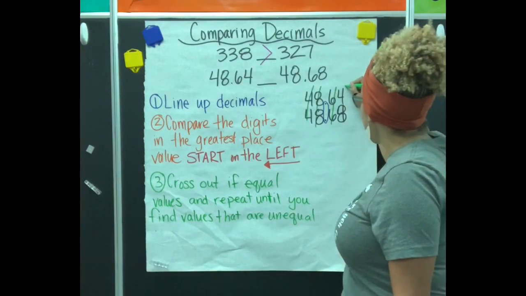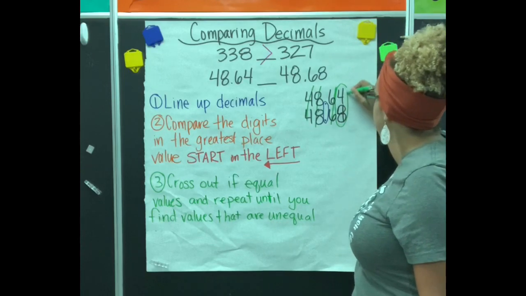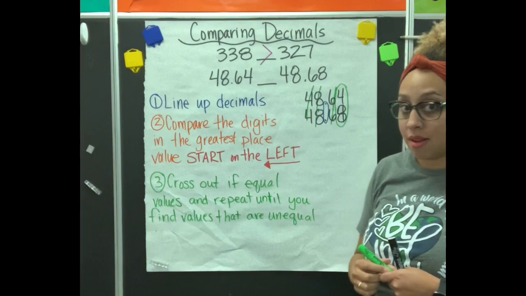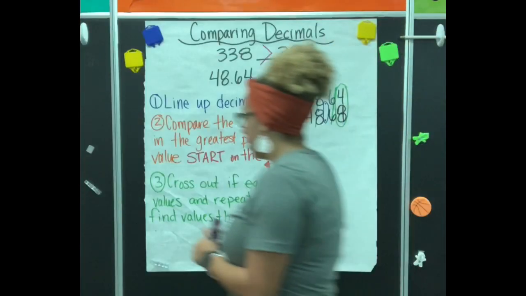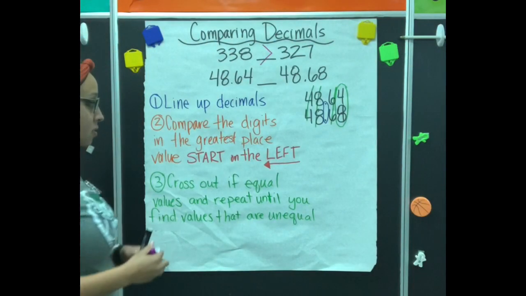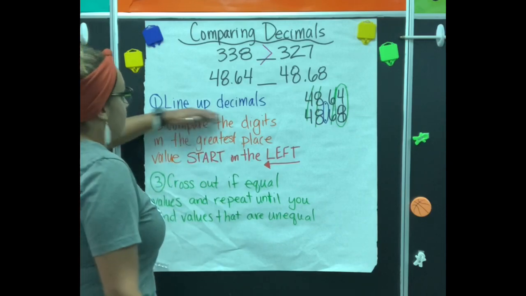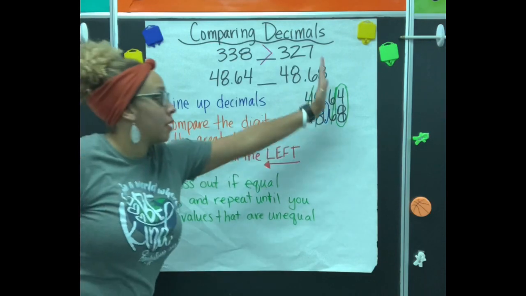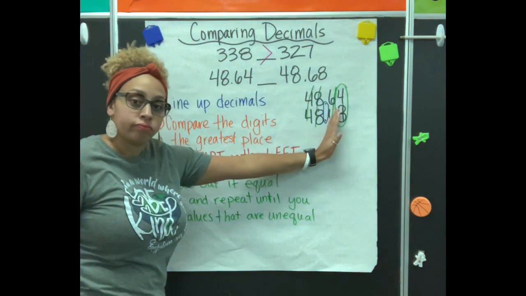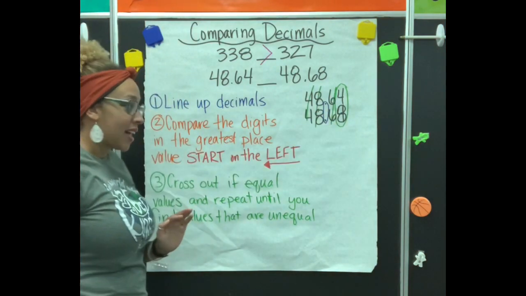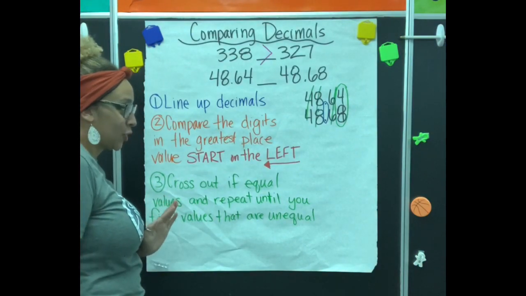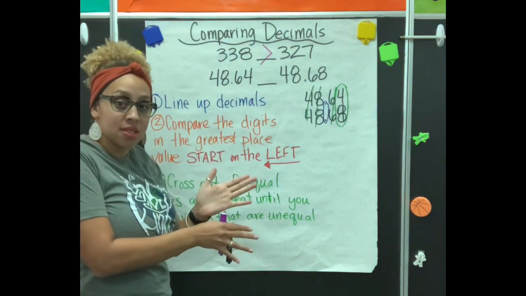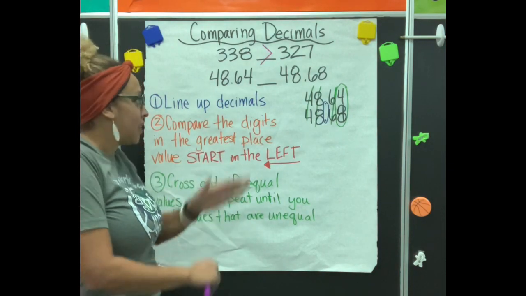So we're going to stop and we are going to circle it so that we know that that's the place that we're going to compare. Okay? Then our very final step. So the very first thing we did was line up the decimals. Go ahead and say it. And why did we do that? We did that because it forces everything else to line up by place value as well.